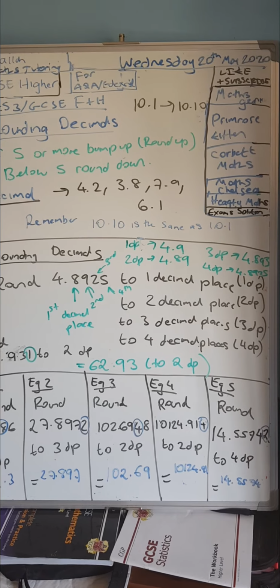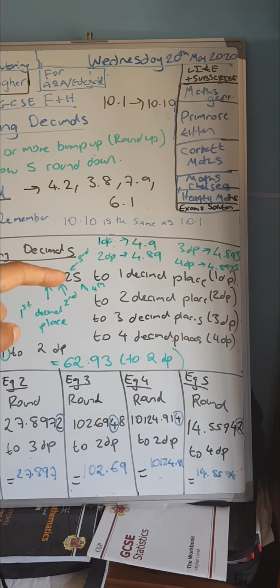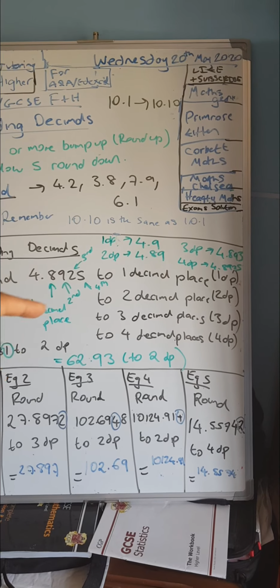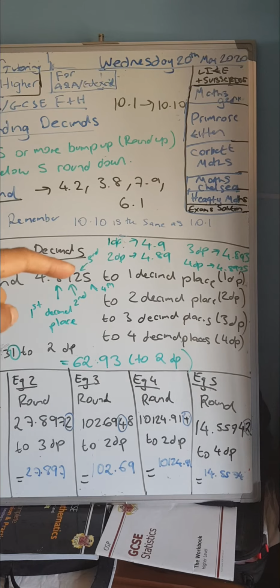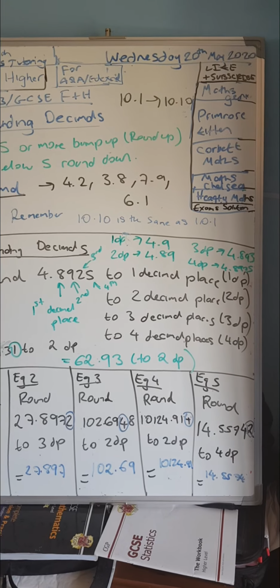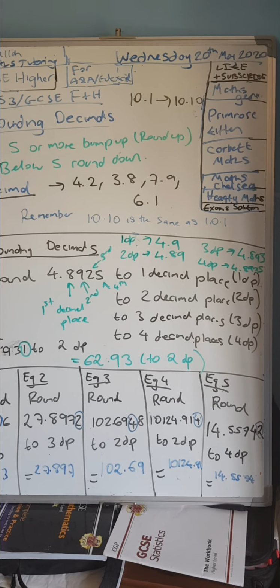For 2 decimal places, I look at the 3rd decimal place along. That's below 5, so my answer would be 4.89. The numbers won't change: the first 2 decimal places will not change if it's below 5.